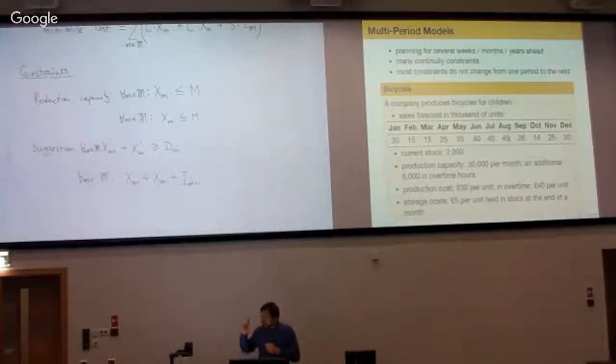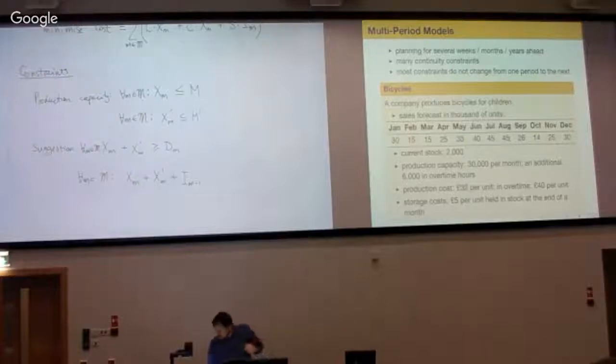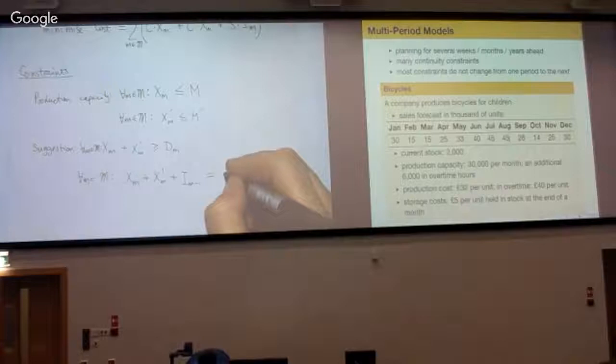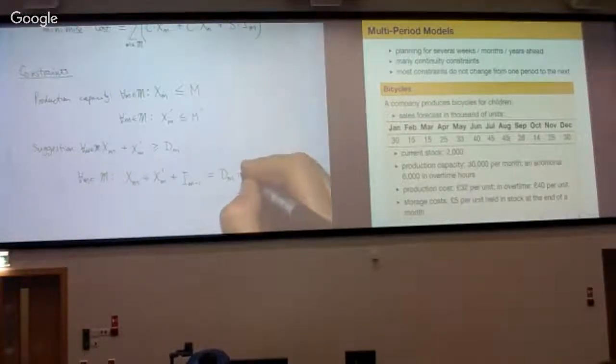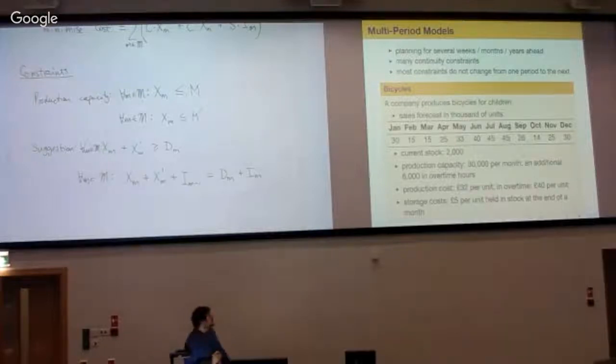Okay, so in a certain month, what you have is what you've produced, plus what you've produced in overtime, plus what you kept from the previous month. Now you want this to be greater than or equal to the demand, is that right? But then how do you know how much you're storing at the end of the month? What you really want is this to be equal to the demand plus what you store away.